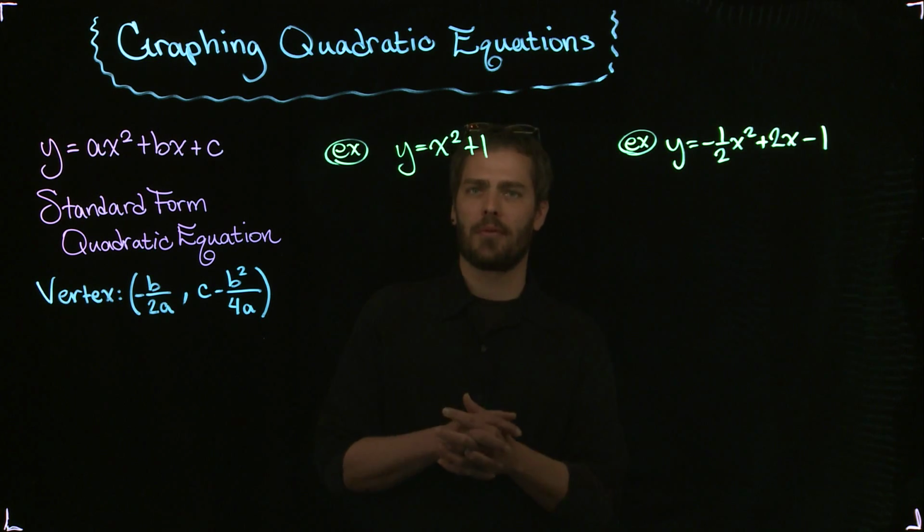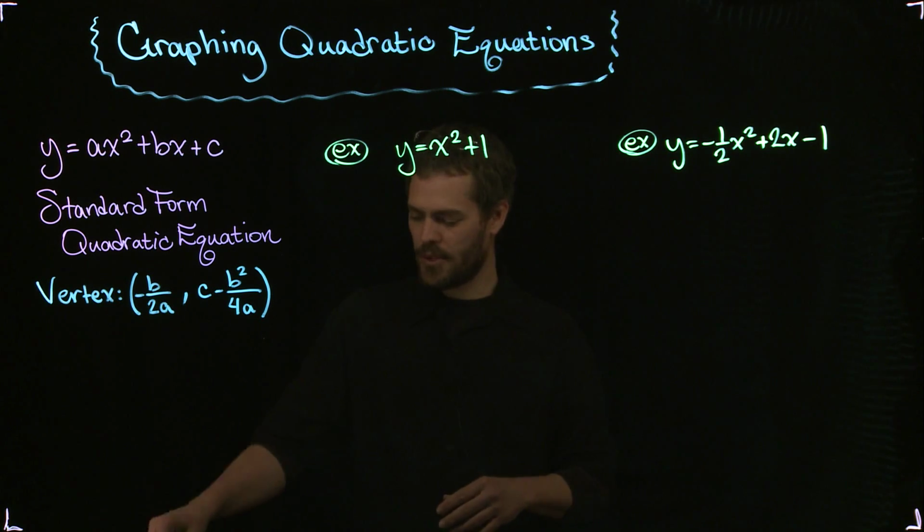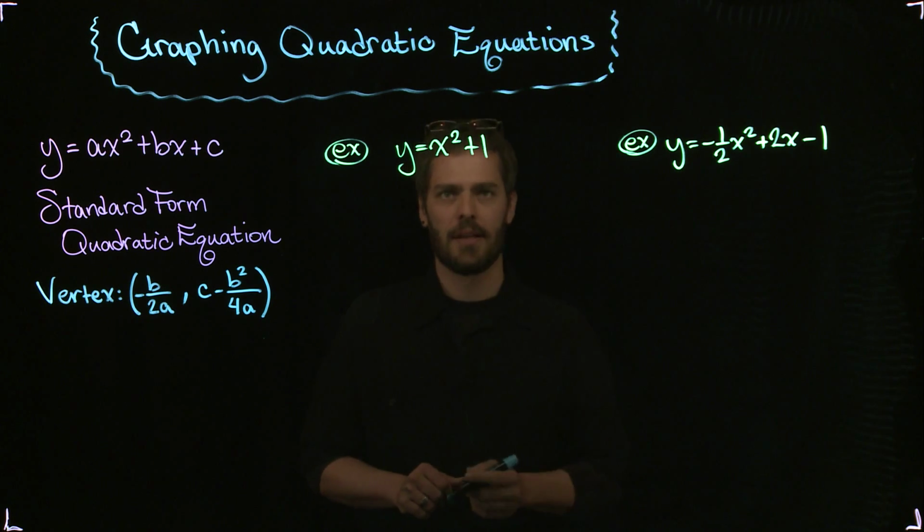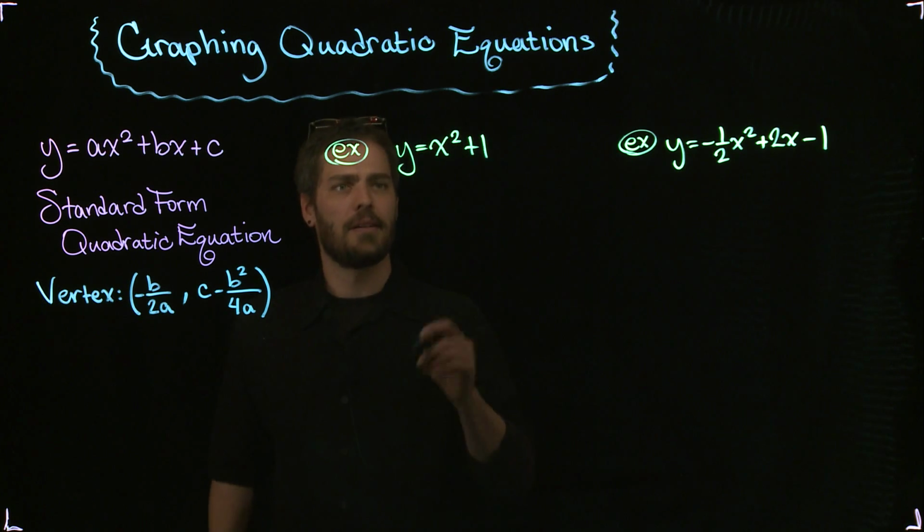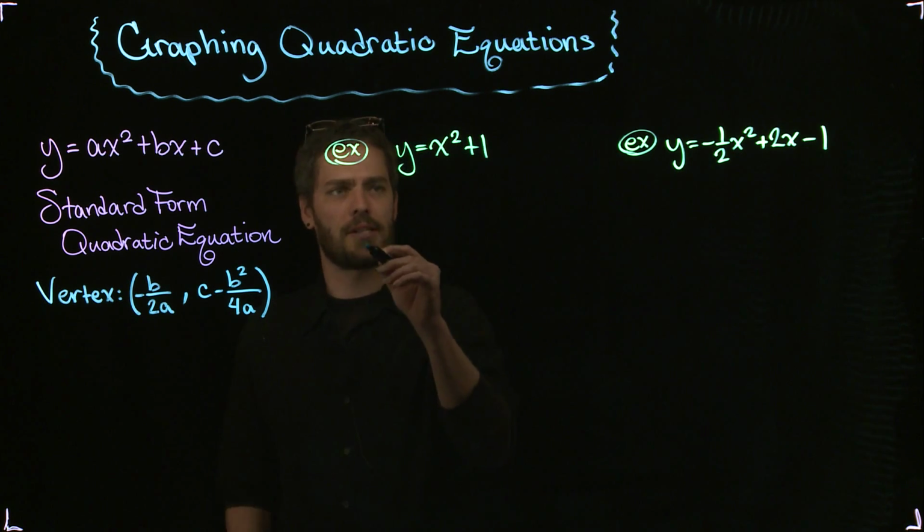Okay, here are a couple more examples of quadratic equations that I wanted to graph. They're in the standard form, and I wanted to find the vertex and go from there. So let's get right to it. So again, here's the strategy for finding the vertex.